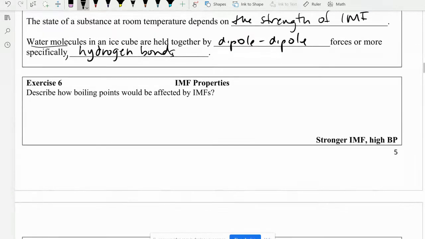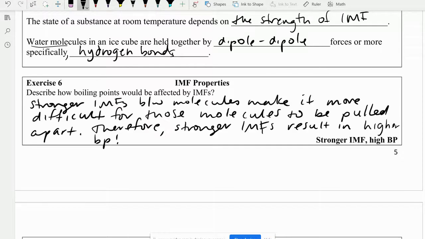Okay, exercise 6. Describe how boiling points would be affected by IMFs. Again, I'm going to go ahead and jot my answer down. You do the same, come back, and let's compare answers. So I'm describing how boiling points are affected by IMFs. Well, I said that stronger intermolecular forces between molecules are going to make it more difficult for those molecules to be pulled apart, causing a state change. And therefore, stronger IMFs will result in higher boiling points.